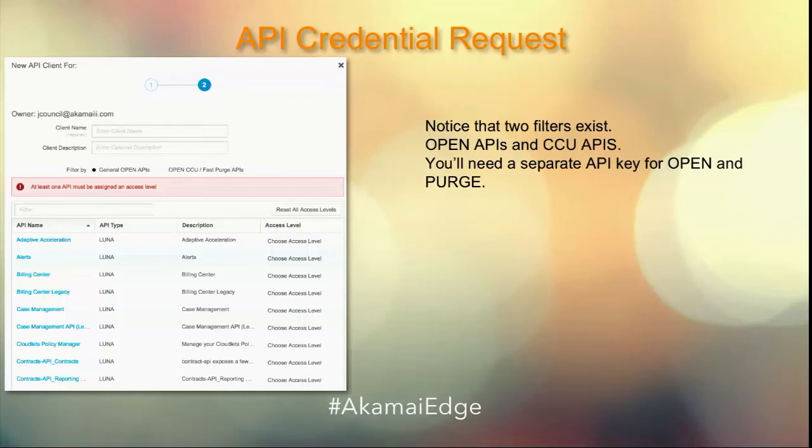Okay, and then notice there's two filters on here. We have the open APIs and we have the CCU APIs. Can you see that okay? And this resolution's a little off. Yeah. Okay, the CCU APIs, that's actually for Fast Purge. There's a totally different set of APIs for that. So you'd have to create a separate API key if you wanted to do Fast Purge. And then you create another API key if you wanted to use Property Manager or CPS.